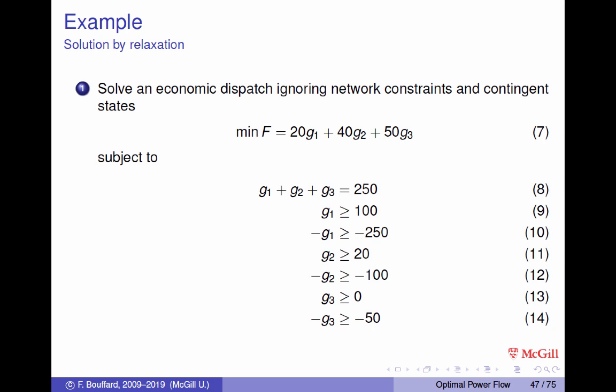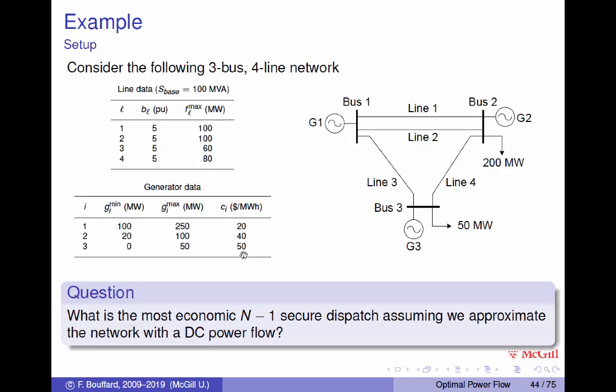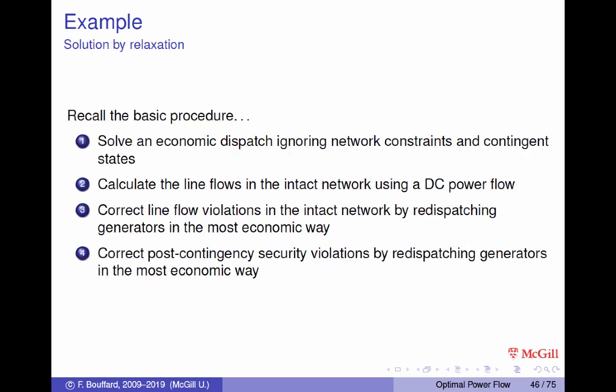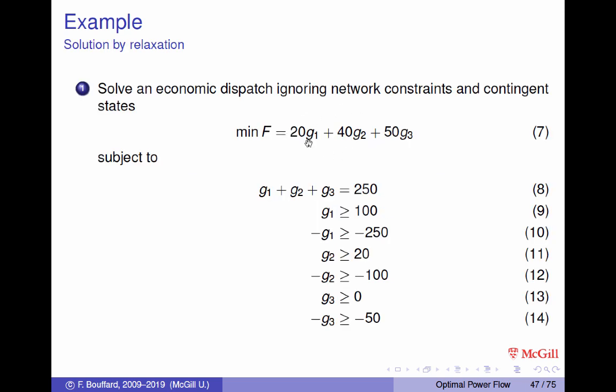So moving on, first step is to solve our economic dispatch problem. So if we look at the information from the startup slide here, we have the generation data, we have the line data, and so we start by seeing that we have generator 1 at node 1, which would cost $20 per megawatt hour to run. The generator at node 2 costs $40 per megawatt hour to run, and the generator at node 3, G3, costs $50 per megawatt hour to run.